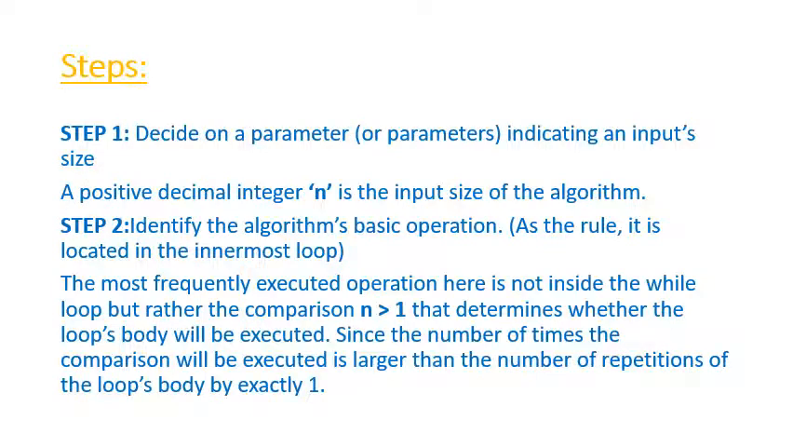Now, to know the order of growth, we must follow 5 steps. Coming to the first step, you should know the input size. We know here the input size is the positive decimal integer n. Step 2 is to identify the basic operation in the algorithm. We are given many operations here, but the most frequently executed operation is the comparison n > 1, which is the while condition, executed more number of times compared to the other operations performed here.